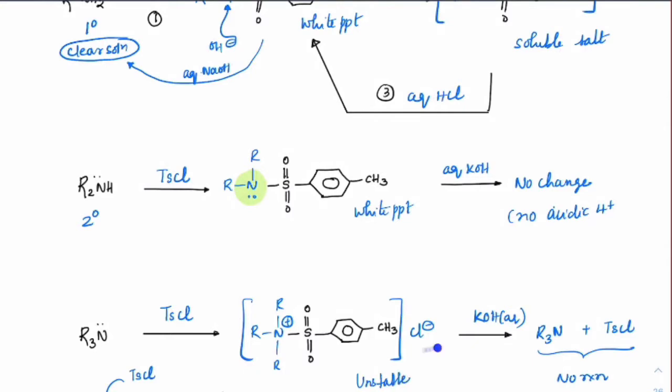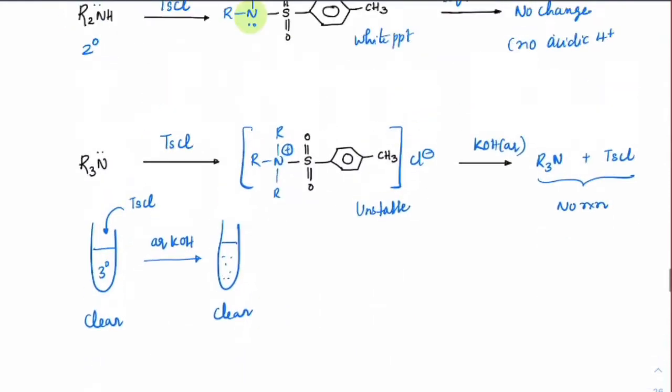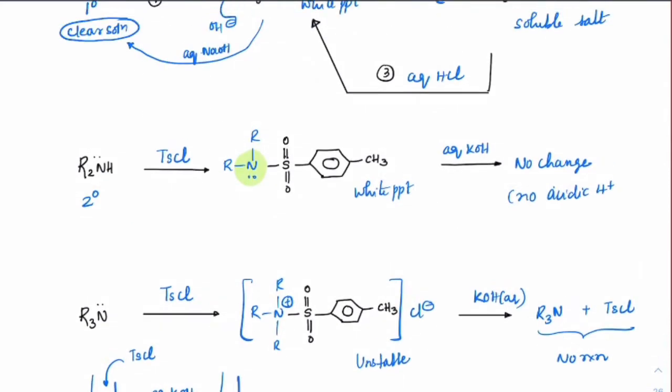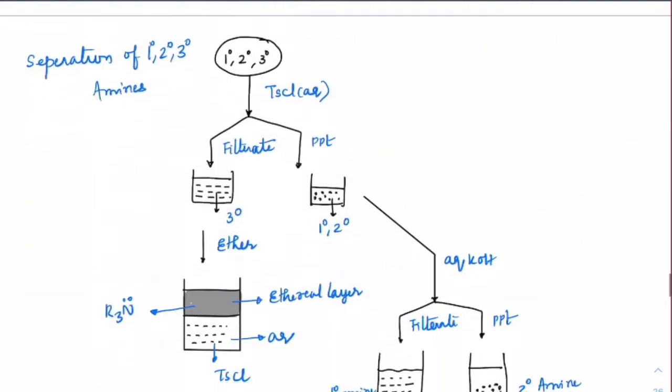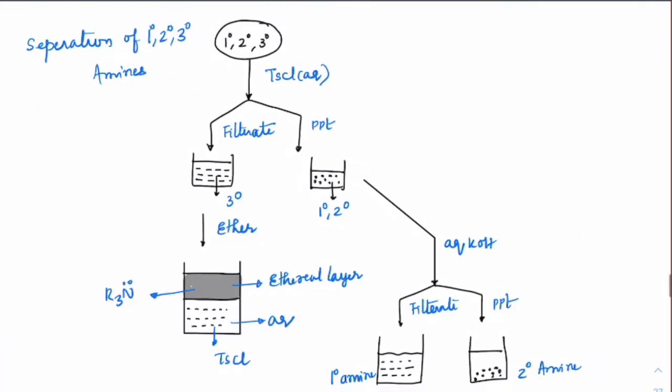So immediately it will break and get back to the formation of tertiary amine. Okay. This Hinsberg test can also be used as a separation process in case we have a mixture. Now if we have to separate, how do we use it? We have a 1 degree, 2 degree, 3 degree mixture of amines. We add tosyl chloride. On adding that, there are two things we can see. If there is no change, it can be extracted as a filtrate. If there is any PPT forming, you filter that out.